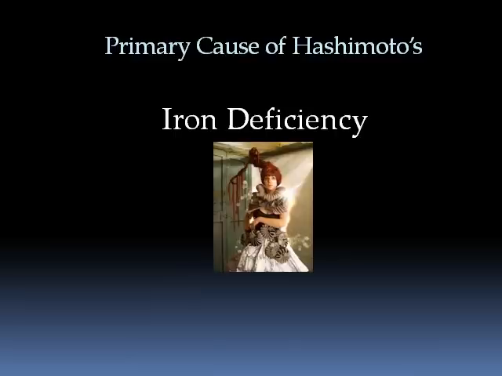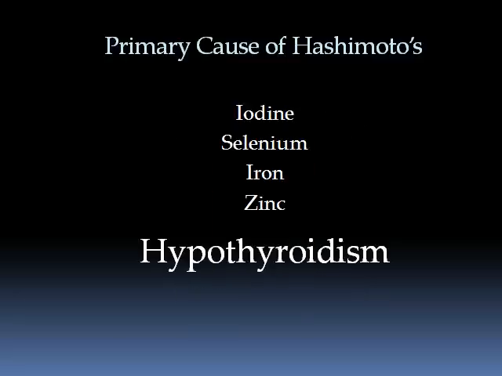The way to test for inadequate amounts of iron in the body would be through a lab test called ferritin. Those 4 nutrients, iodine, selenium, iron, and zinc, are very important for anyone who is suffering from low thyroid hormone production. But we're talking here about Hashimoto's.